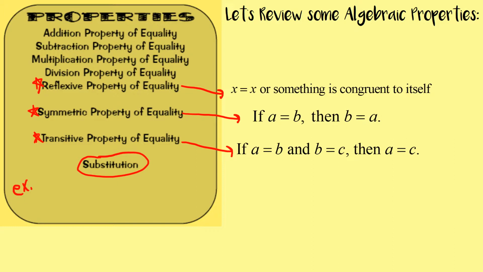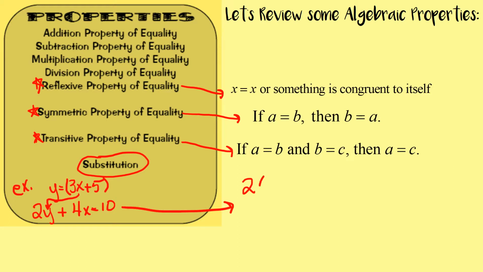We'll write an example. If we have y is equal to, I don't know, 3x plus 5, I'm just making up this example off the top of my head, and we have 2y plus 4x is equal to 10. What we're saying with the substitution property is since y is equal to itself, according to the reflexive property, we can plug in 3x plus 5 into the y in the other equation. So we could do something like this: 2 times 3x plus 5 plus 4x is equal to 10. That would be the substitution property.